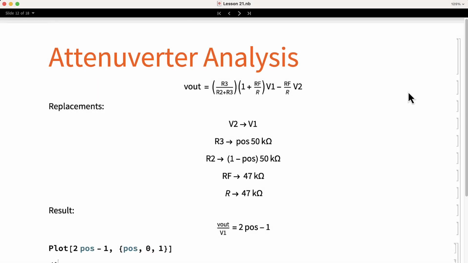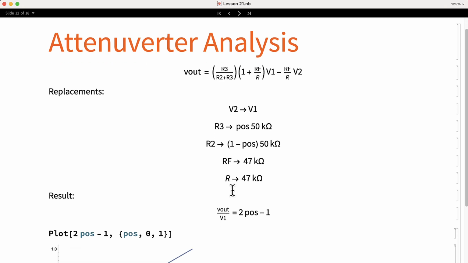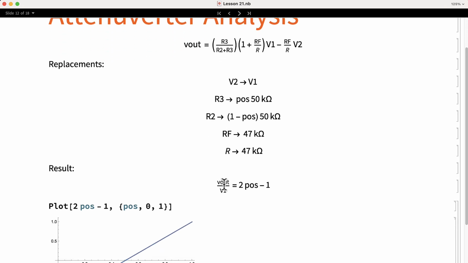We can derive the attenuverter formula directly from the subtracting amplifier formula. We have to replace the voltage V2 by V1, and the resistors 2 and 3 are replaced by the model we used in the previous example for the upper and lower resistor values of the potentiometer. Then we replace the numeric values. And after simplification, the formula we obtain for the gain is the following. It is basically twice the position of the potentiometer minus 1.